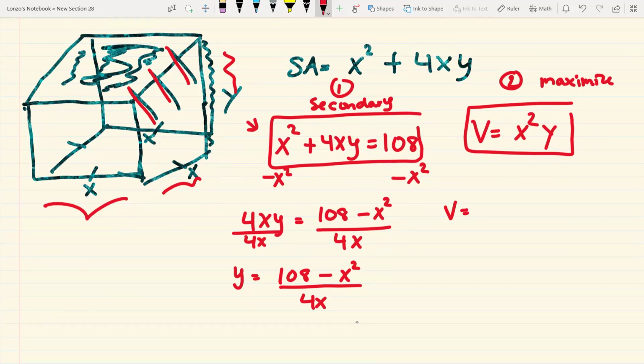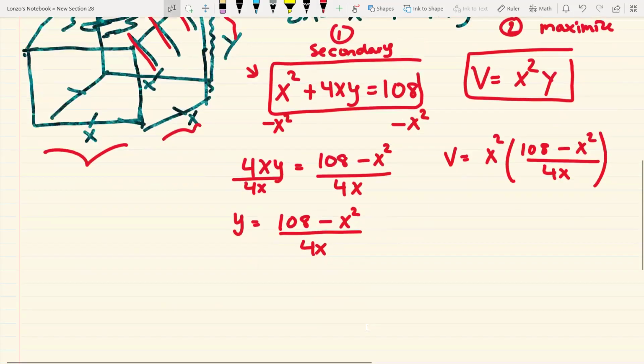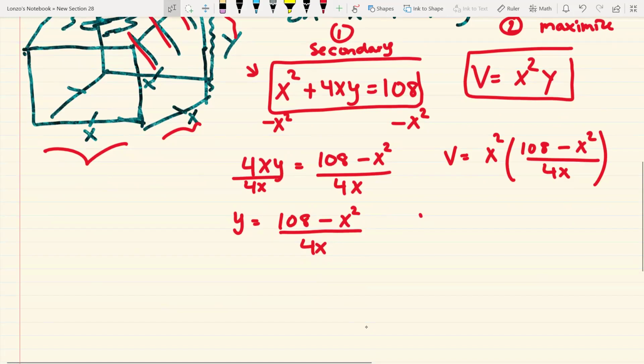It doesn't matter. So I'm just going to substitute back into this. So it's going to be x squared times y, and we said y is this whole thing. If you clean this up a bit, you're going to get volume equals 27x minus 1/4 x cubed. Okay.